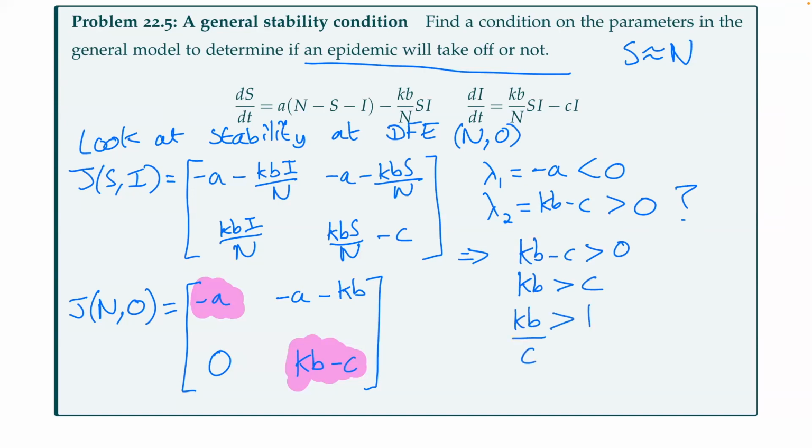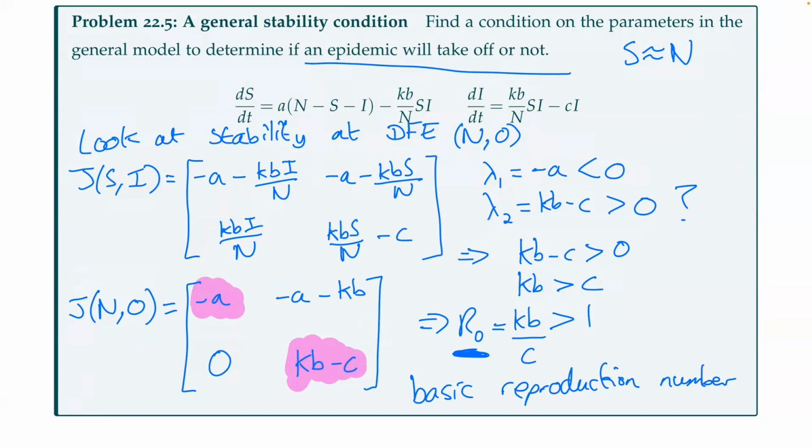We divide through by c now. We end up with kb over c has to be greater than 1. And this thing here is known as our basic reproduction number, R0. And this is the most important quantity in mathematical epidemiology.